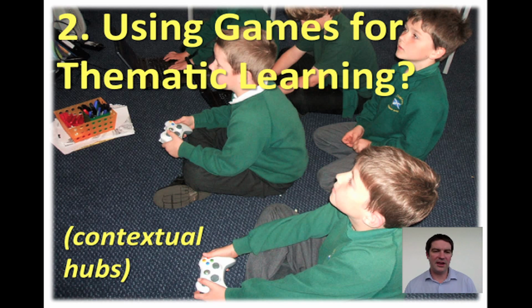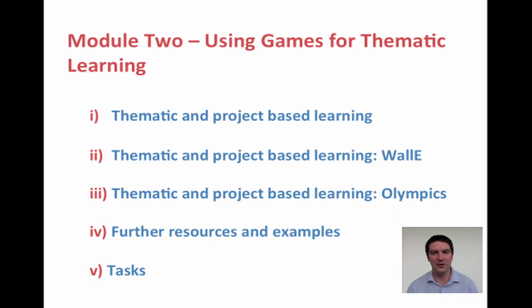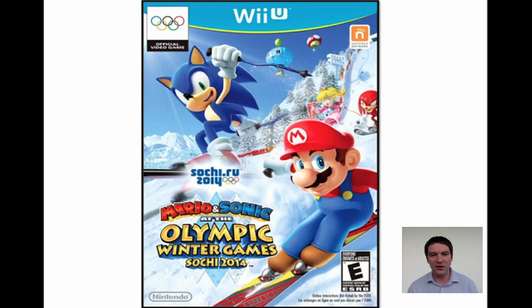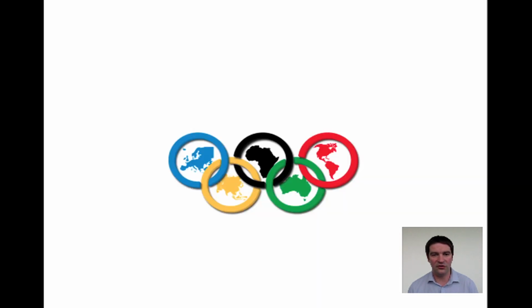Hopefully you enjoyed the case study that we talked about last time, which was about using Wally in order to produce a contextual hub for learning. This time we're going to be thinking about another example, and we're going to be using the example of the Olympic Games. One of the reasons why this is a great example is because people have been doing projects about the Olympic Games for a long time.